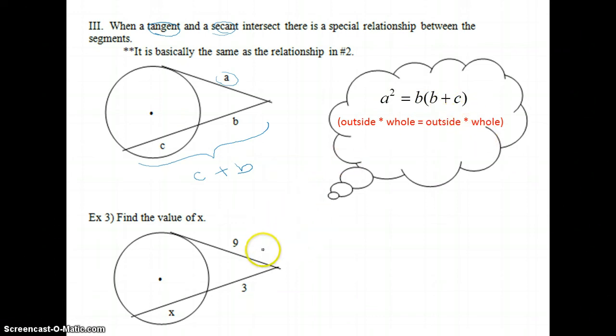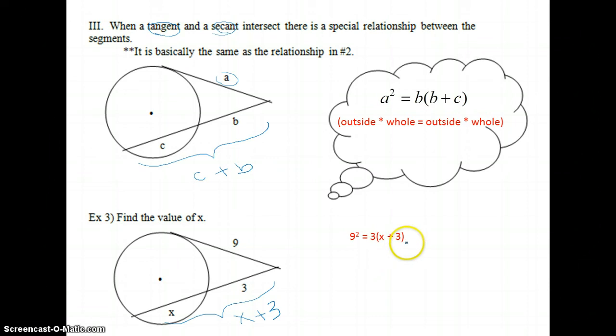So let's take a look at our example. So my outside piece, this is our tangent line. I will square the 9, and then let's find out below, just to write in that total length, I have x plus 3 for the total length. So for my work, 9 squared equals 3 times x plus 3.